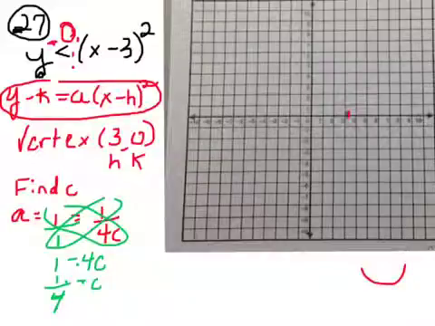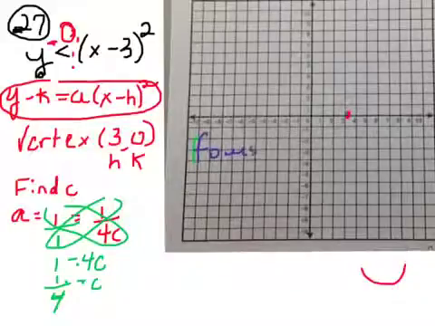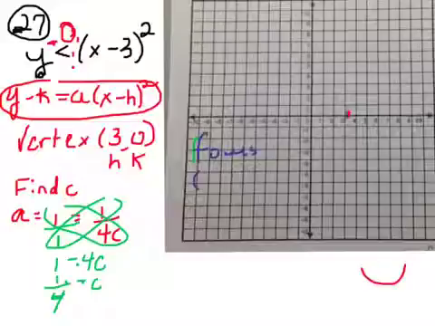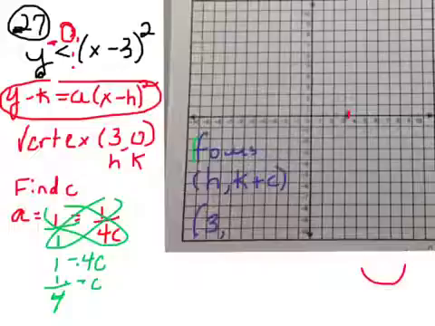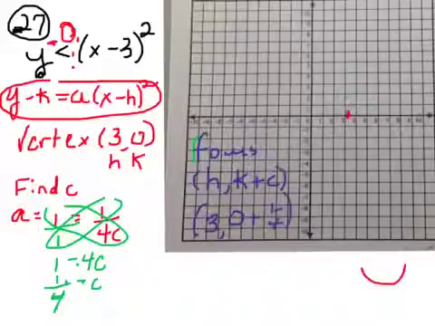Okay, so how does that help me? If I want my focus, I'm going to write on the graph up here, and pick a different color so it'll show up a little better. The focus, if you look at the formulas in the book, is h, k plus c. H is 3, which we found earlier. And k plus c, k is 0 and c is a fourth, so it would be 0 plus a fourth. That means our focus is 3, a fourth.